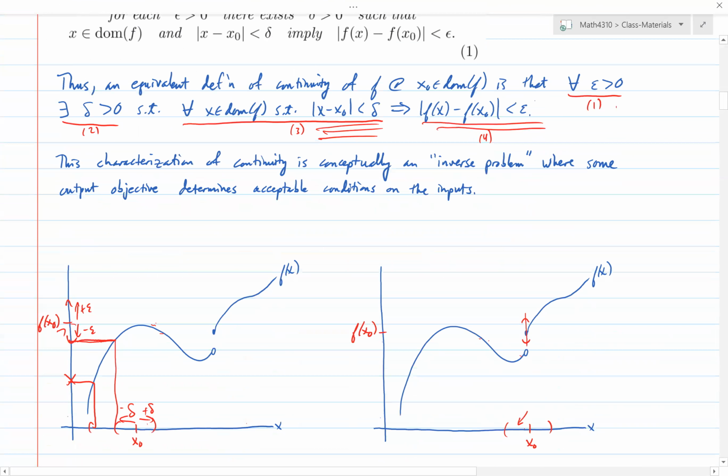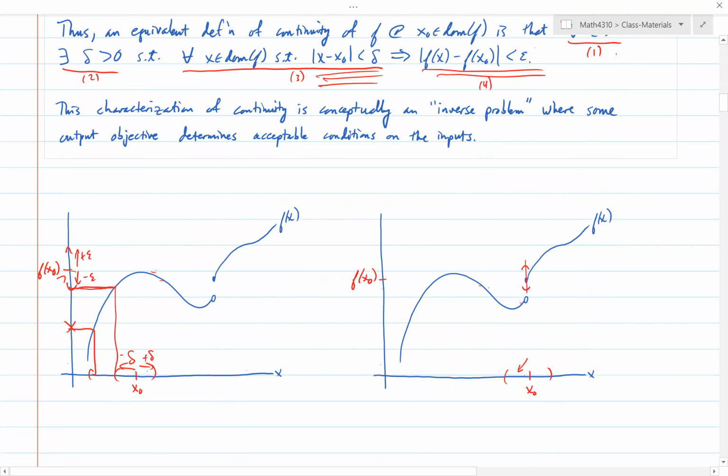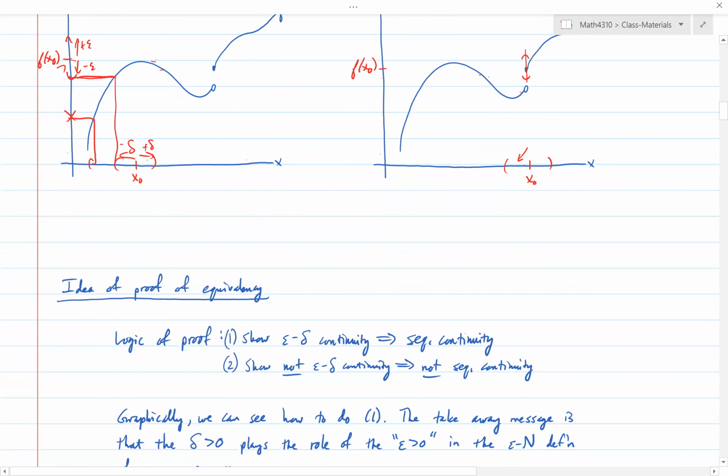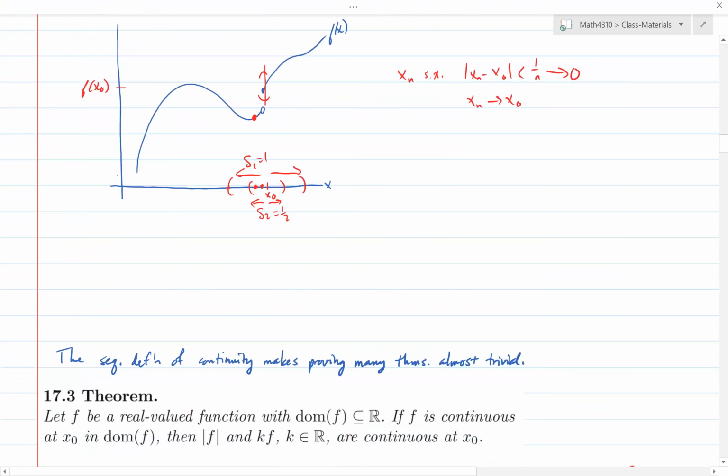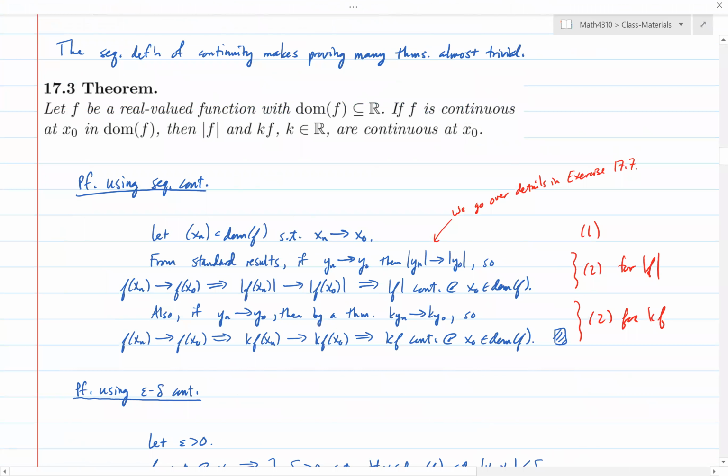This is something that Josh talked about, so I'm not going to relitigate things, but there are the pictures, and the ideas of the proof are in these notes, and we went over the proof carefully. The one thing I just want to emphasize is just how nice the proof is for continuity from the sequential perspective versus the epsilon delta in general.